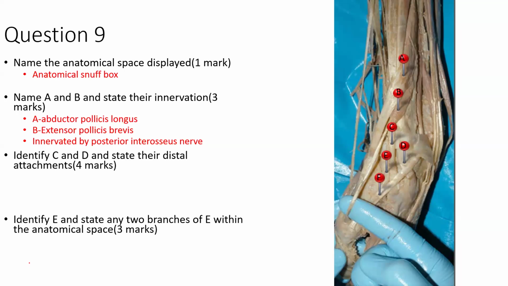So C, according to her, is brevis. The others said longus. We are talking about extensor carpi radialis. Some are saying brevis, others longus. According to them, C is longus. Now she has changed to longus. So C is extensor carpi radialis longus and D is extensor carpi radialis brevis.